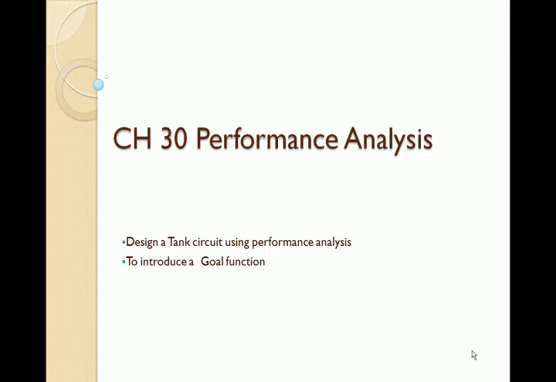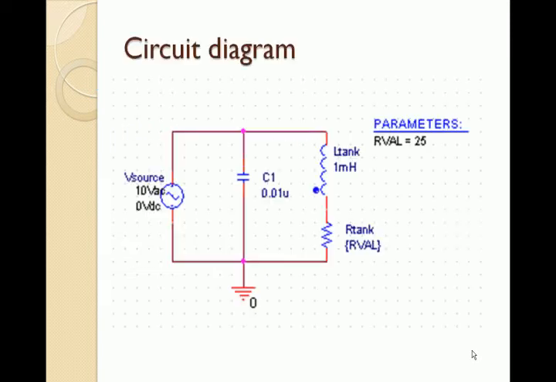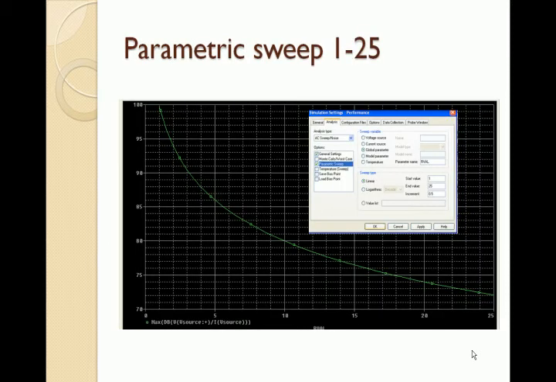With the performance analysis, we can directly generate a graph of Z versus the R tank. Now this is the circuit we're going to draw. It is the R tank circuit with L of 1 millihenry and the R tank R value. The R value we select as a parameter, with a value of 25. Now this is the parametric sweep we generated for the parameter 25 ohm. That's the value we're going to keep over here.